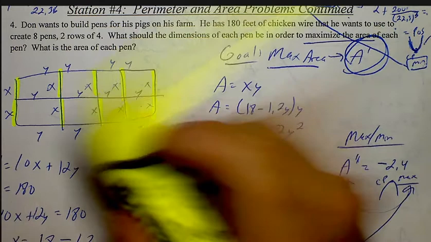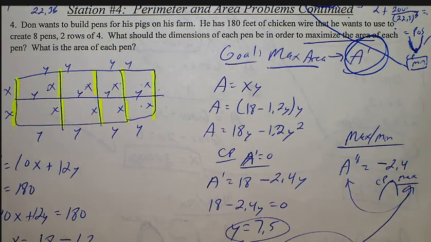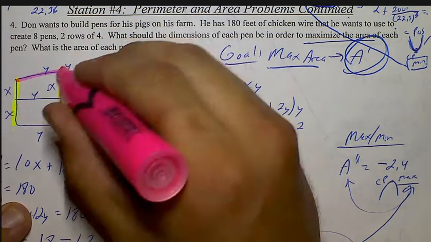So I'll make my Y a horizontal component. 1, 2, 3, 4, 5, 6, 7, 8, 9, 10, 11, 12. So my perimeter is going to be 10x plus 12y.